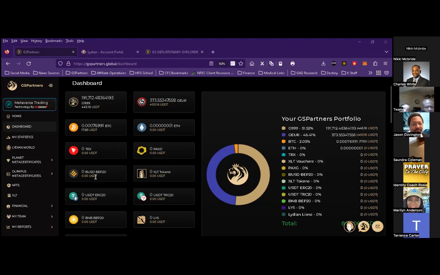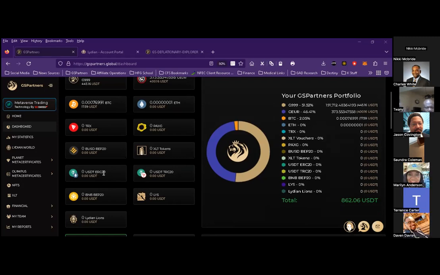BUSD. This is Binance's stable coin for the US dollar. It's kind of like Tether. It's kind of like some of the others, like USDC, I believe it's on Coinbase, and some others like that. So it's just a stable coin that Binance uses. You get paid in this if you are participating in the XLT. XLT tokens are listed here as well. If you have some of these, then congratulations, you are part of that incentive as well.